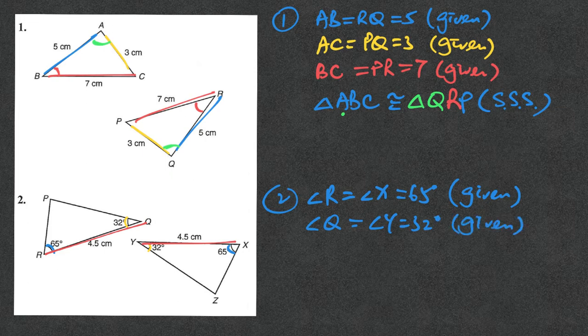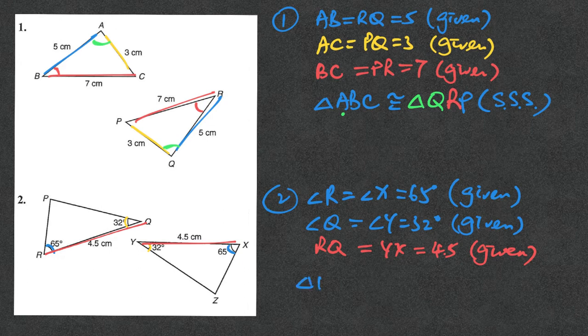Oh, I should change the color, but it's alright. Finally, we have RQ equal to YX equal to 4.5, again it's a given condition. Finally, you can see we have fulfilled the conditions of ASA in proving congruent triangles.